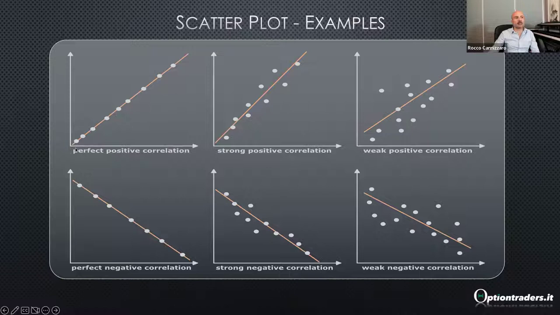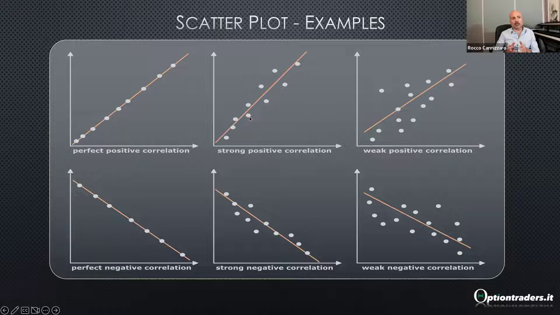So that means that if we know the value of one variable, the other one will move exactly according to a certain relationship, because all these points are on a line. If we move to the chart on the middle top, we can see that the relationship is still there, but these points are moving away from this line, right?